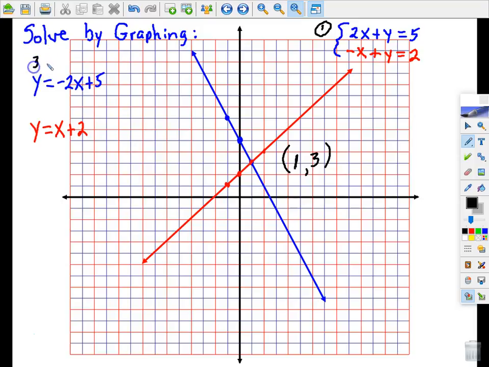Y is 3, x is 1 in the blue equation. So negative 2 plus 5 is 3. Okay, let's just do a quick check in the red. Y is 3, x is 1. Yeah, and that also checks. So I have confidence now that I've graphed these correctly. My solution for x and y, x is 1 and y is 3.